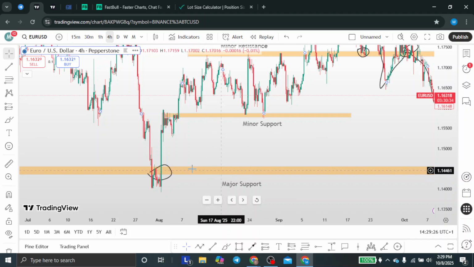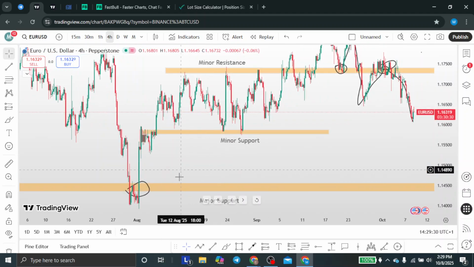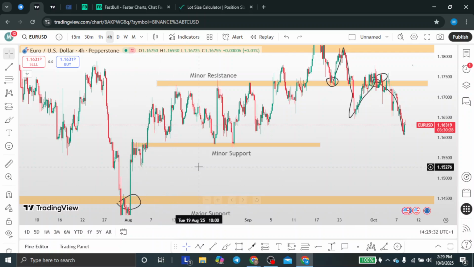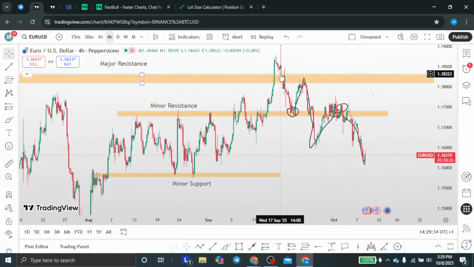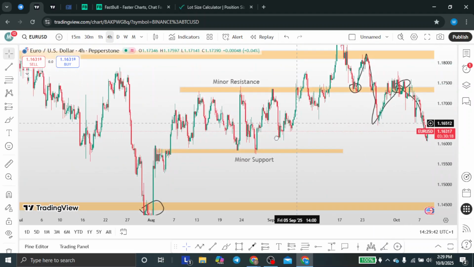Is from where? It's coming from the support level, sir. Yes, the market is coming from a major support level. And where is it going to? It's going to the resistance level, sir. Yes, it is going to the major resistance.